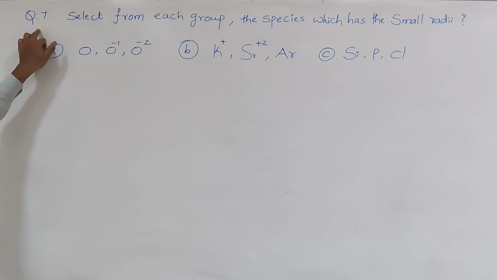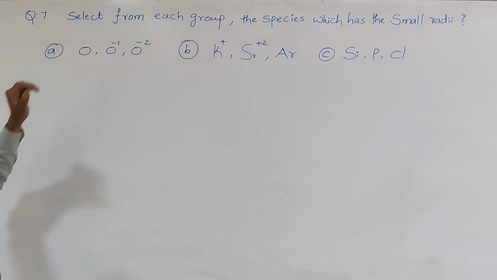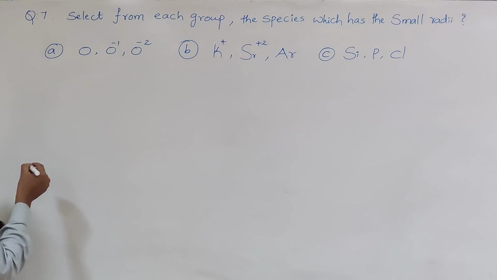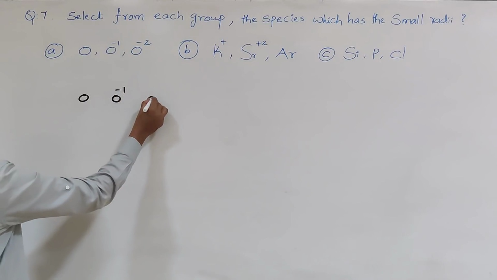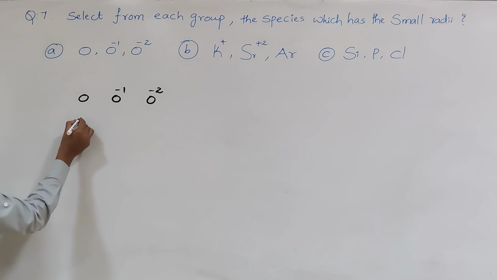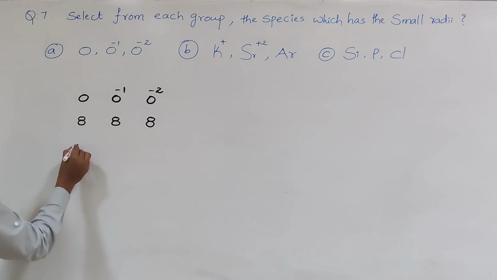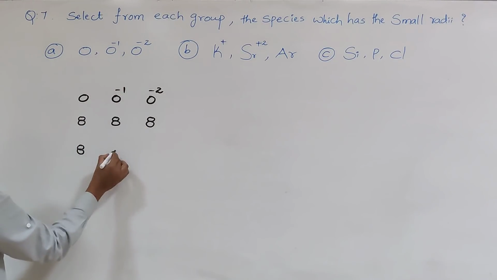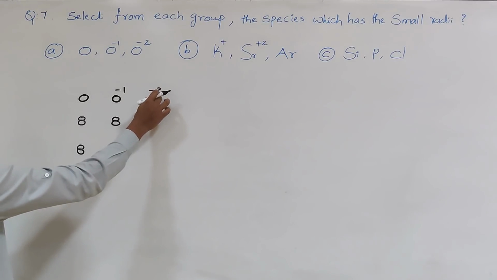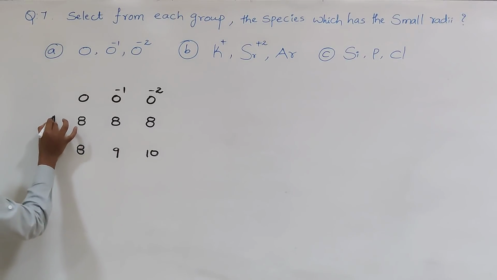So question number 7. Select from each group the species which has the smallest radii. The first one is oxygen, O minus 1, O minus 2. The number of protons remained the same, but the number of electrons is different. Here 8 protons, and carrying the negative charge, 8 plus 1, that is 9 electrons; 8 plus 2, getting 2 electrons, that is 10 electrons. These are the electrons and these are the protons.